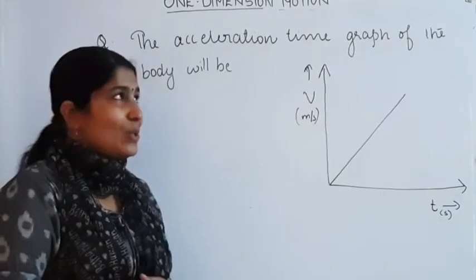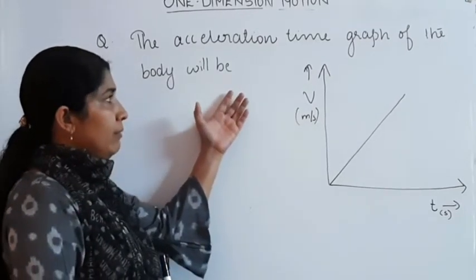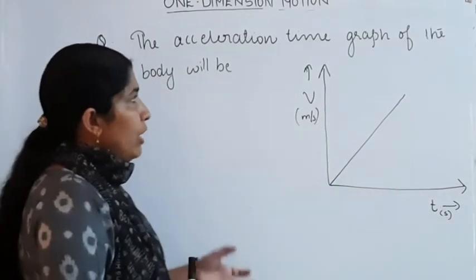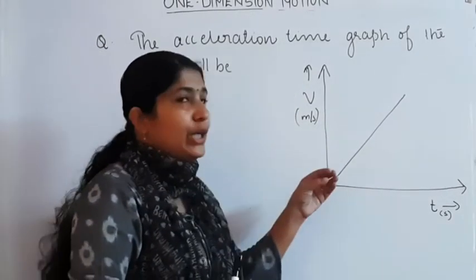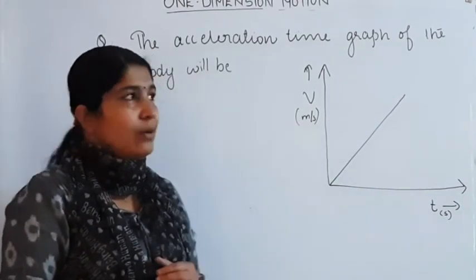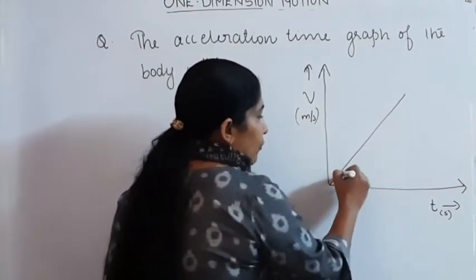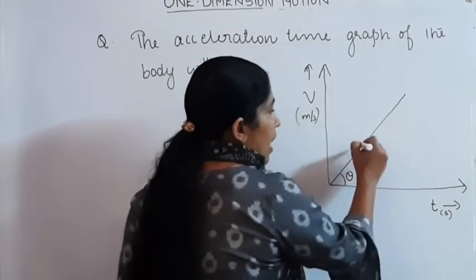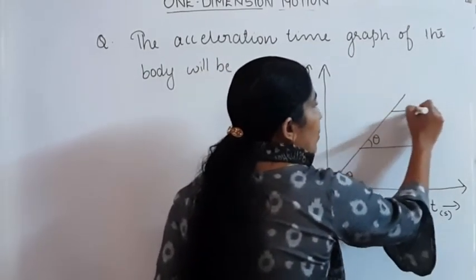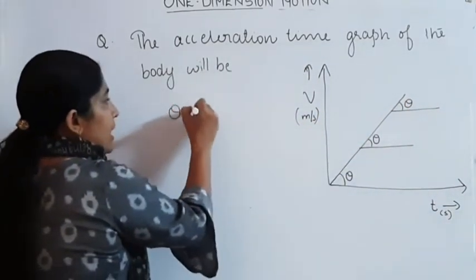Okay. Our next question, the acceleration time graph of a body will be. Here the velocity time graph is given. From that velocity time graph, we want to draw the acceleration time graph. What about the acceleration here? From the graph, if theta is this angle, what about the angle here? Here also the angle is equal to theta. Here also, the angle is equal to theta. Theta constant.